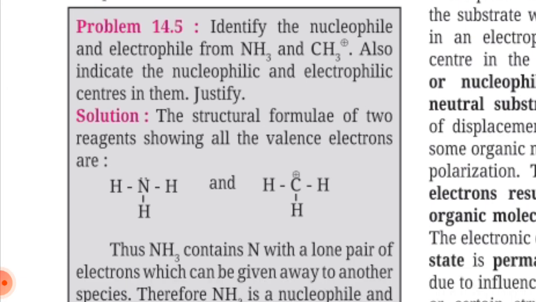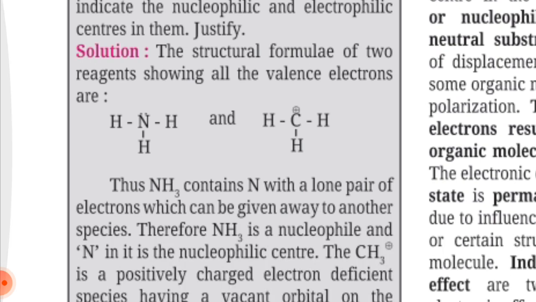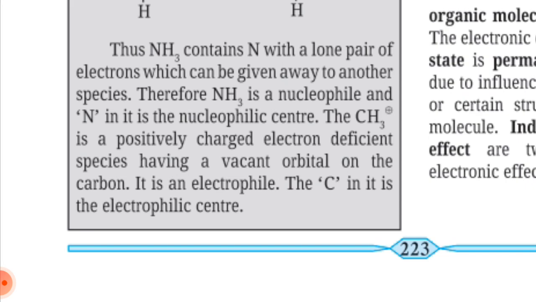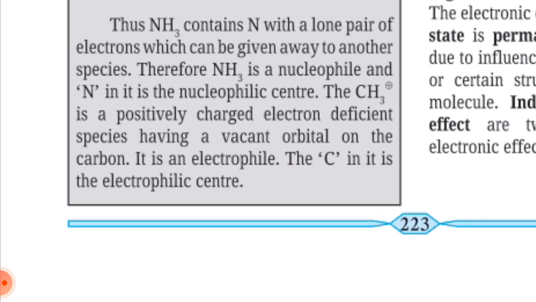Identify the nucleophile and electrophile from ammonia and CH3 plus. Also indicate the nucleophilic and electrophilic center in them. Justify the structural formula of the two reagents showing all the valence electrons: NH3 and CH3 plus. Thus, ammonia contains nitrogen with a lone pair of electrons, which can be given away to another species.